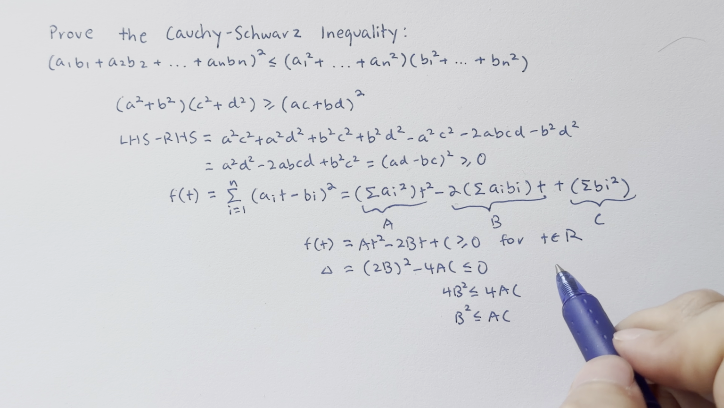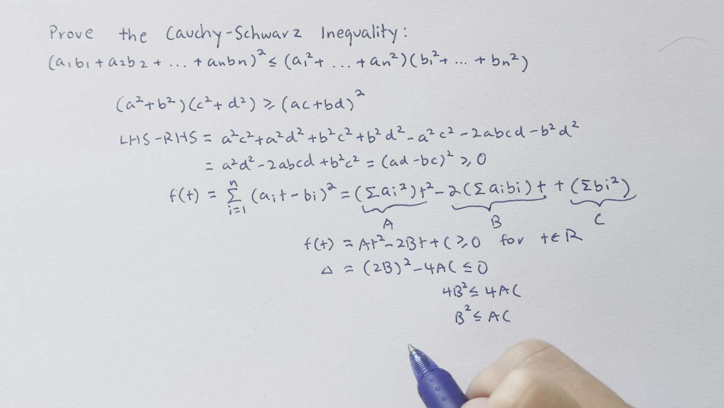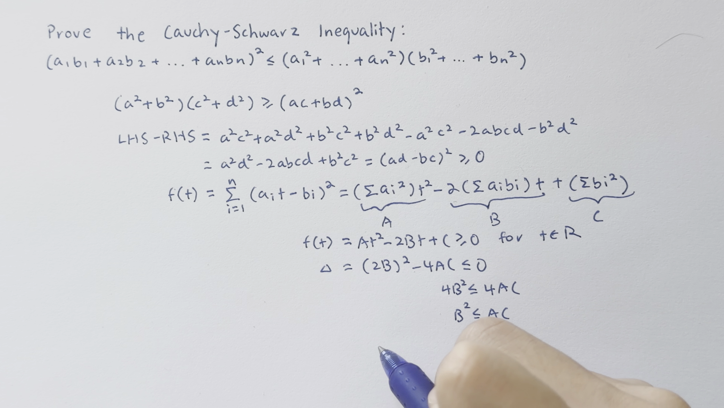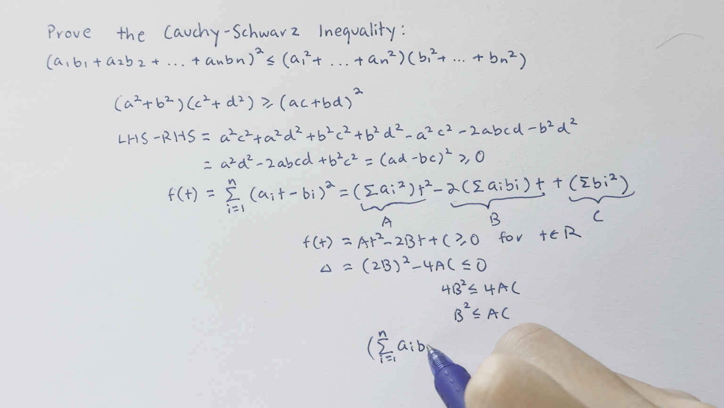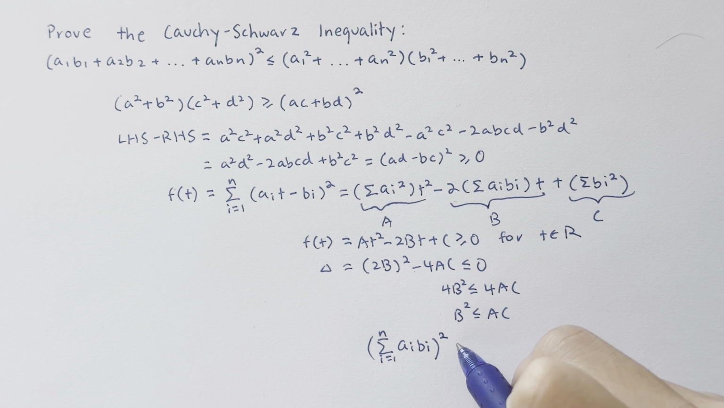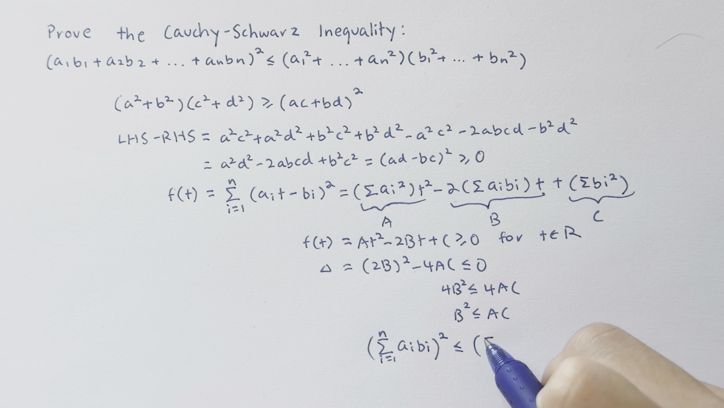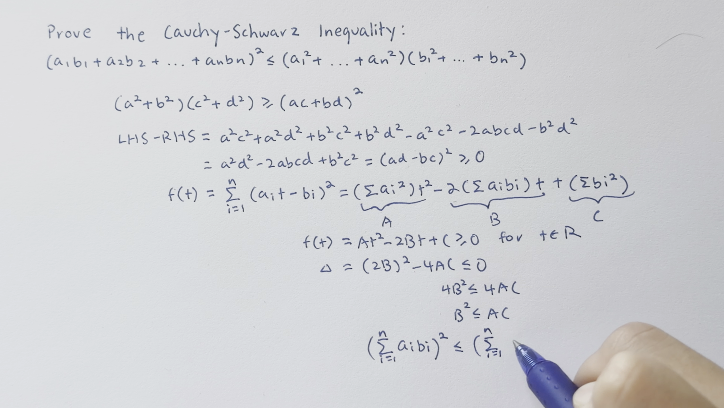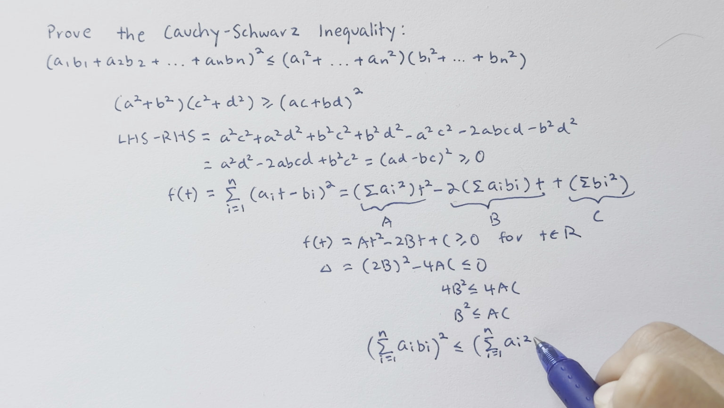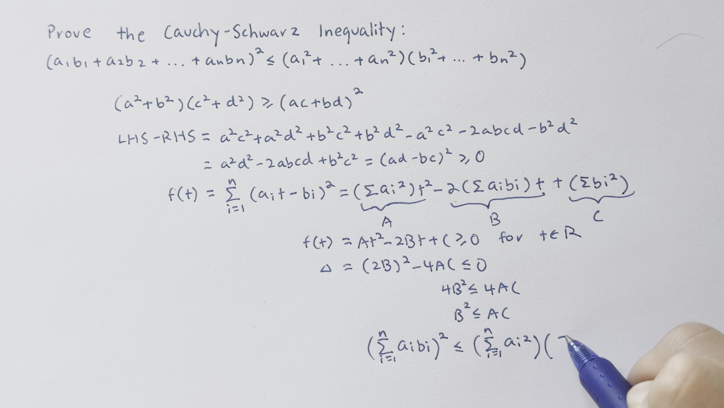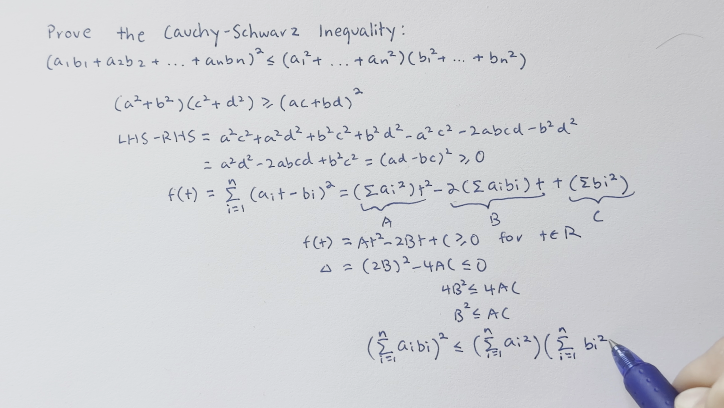Now we can substitute back, so we'll get that the summation from i equals 1 to n of ai bi, squared, is less than or equal to the summation of ai² times the summation of bi². And that's the Cauchy-Schwarz inequality.